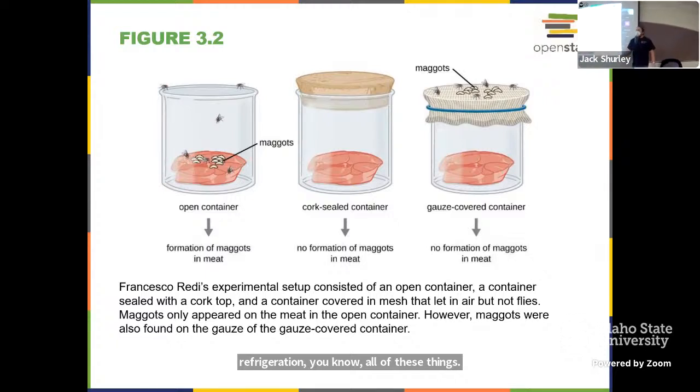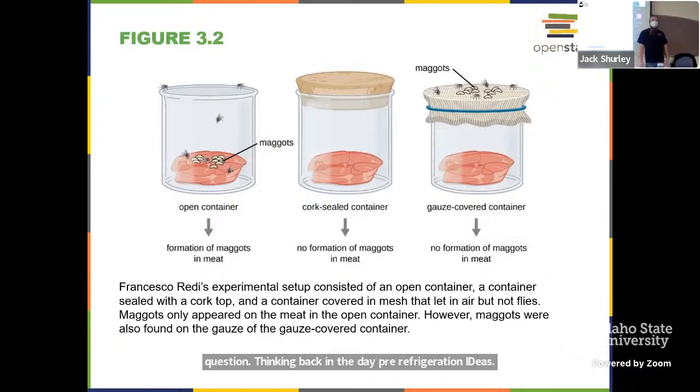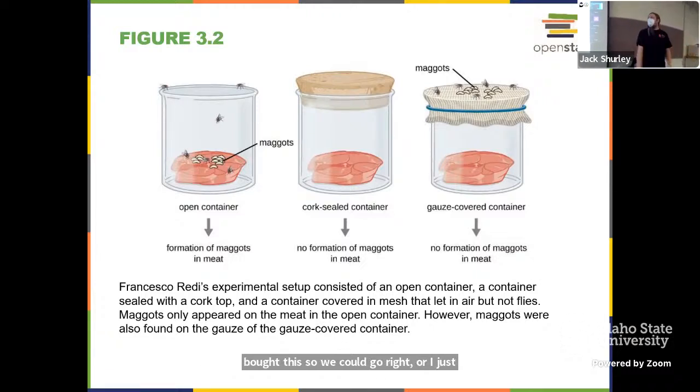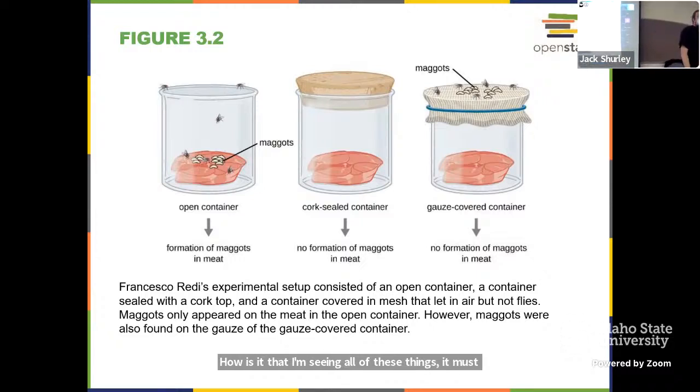The question, thinking back in the day, pre-refrigeration ideas: how in the heck did these maggots get all over my meat? I just bought this a week ago, right? Or I just killed this animal a week ago, right? How is it that I'm seeing all of these things? It must be spontaneous generation, right?